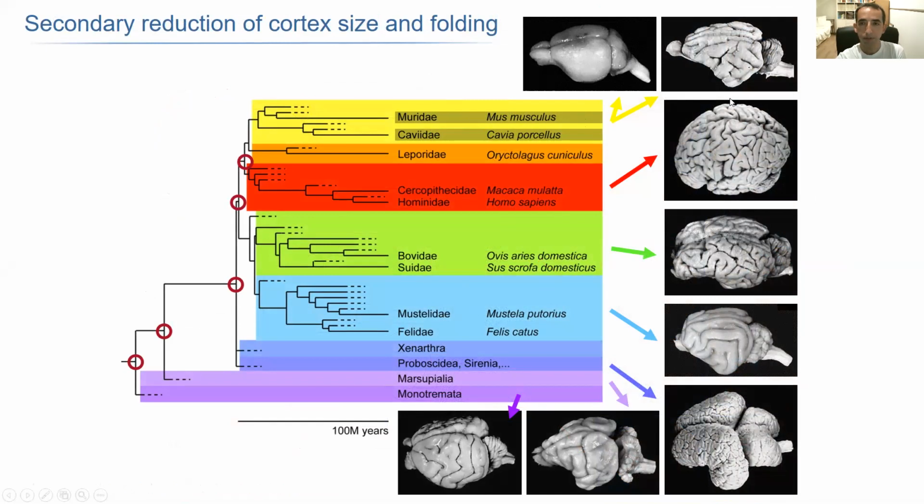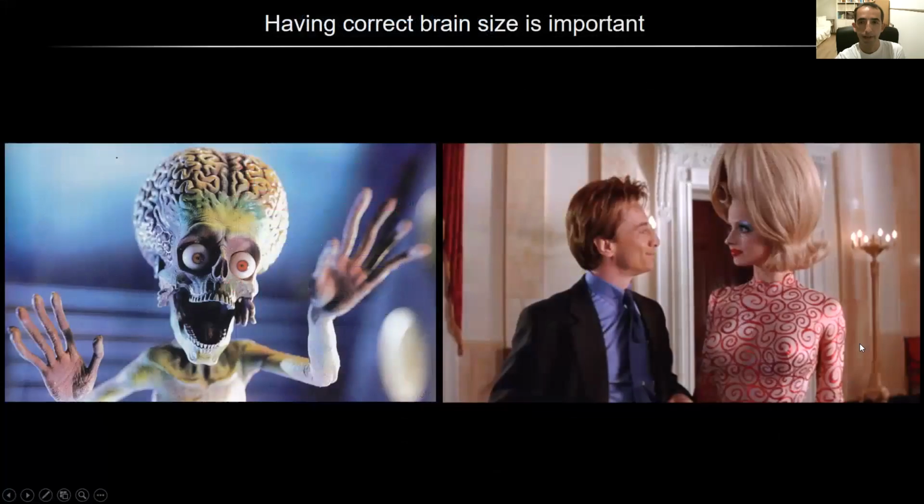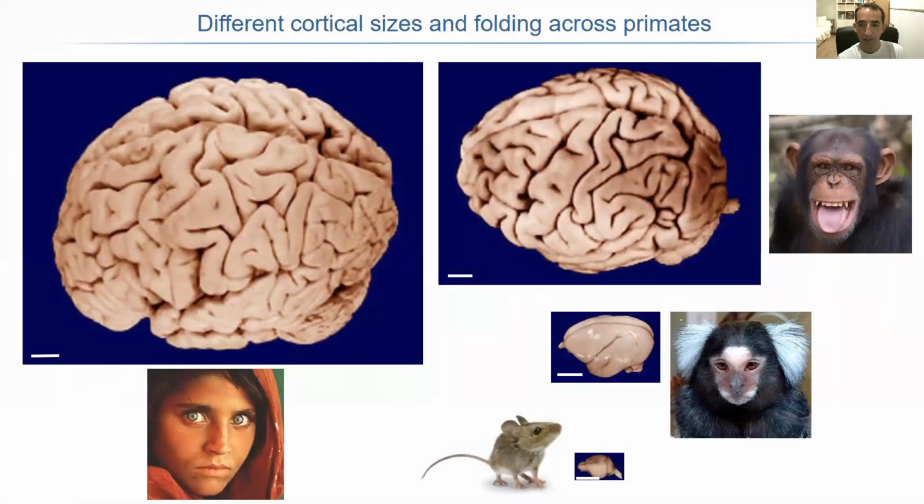Now, how is the size of these brains regulated? Because obviously, it's not good just to have a big brain. Probably if evolution drove mice to have small brains, it is because that's important to them. So it's important to have the correct brain size. How is this brain size then regulated?